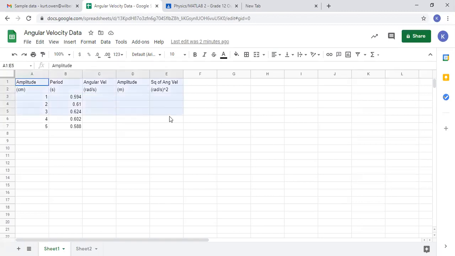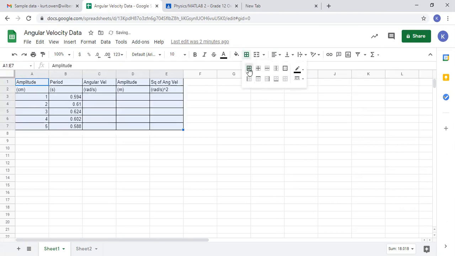First of all, if you want to put a grid around all of this, you can go over to borders, highlight it all, put in the borders, and choose to put those in. If you wanted to, we can do other things, but that is good enough for now, okay? Now, we need to calculate the angular velocity column, right?